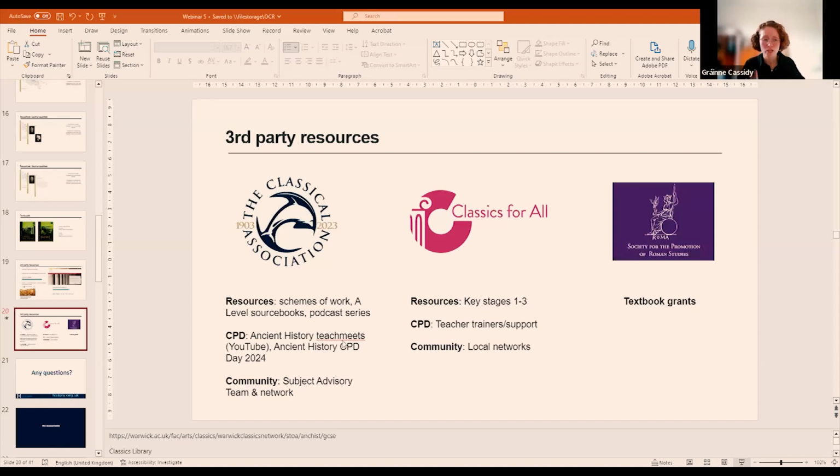Alex has mentioned a couple of times communities and local networks. There's a very strong ancient history community, driven by our subject advisory team and the team lead, James Renshaw, who has been hugely instrumental in the last round of reform and the development of the textbooks. So if you are new to teaching and would like to be put in touch with other schools who are teaching similar modules to you, that is something that we can facilitate.